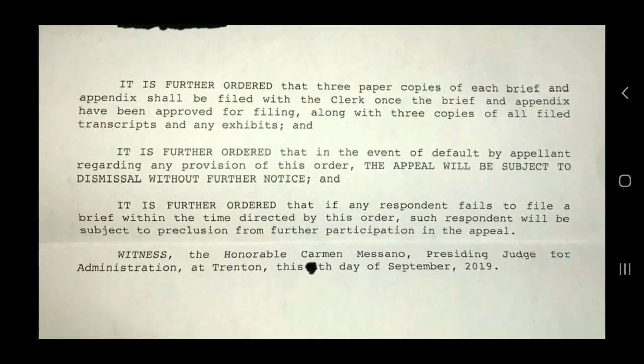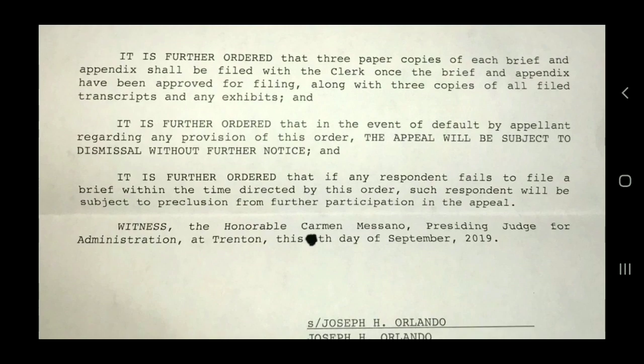But let's continue. It states, it is further ordered that 3 paper copies of each brief and appendix shall be filed with the clerk once the brief and appendix have been approved for filing. So again, the appeals court has to approve the appendix and the brief. Okay, if the brief is not to standard, or if they see any type of minor mistake, they will send you the brief back to correct that mistake. And if you don't correct that mistake within 10 days, then you will lose your right to the appeal.